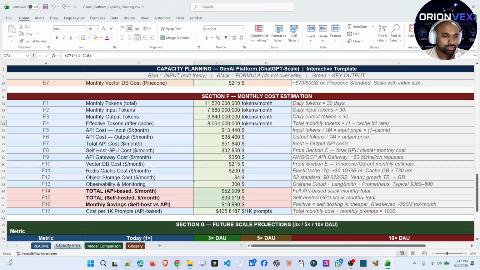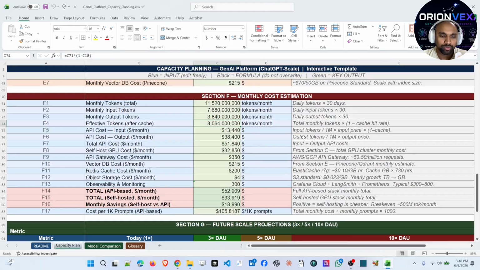Okay, API cost, we are expecting around $13,440. That is input tokens divided by 1 million into input price, multiplied by 1 minus cache hit. There also we are reducing through the cache server. That is 30% of the data residing in the cache, so we don't need to consider them to calculate the monthly cost. API cost, that is around 38,400.